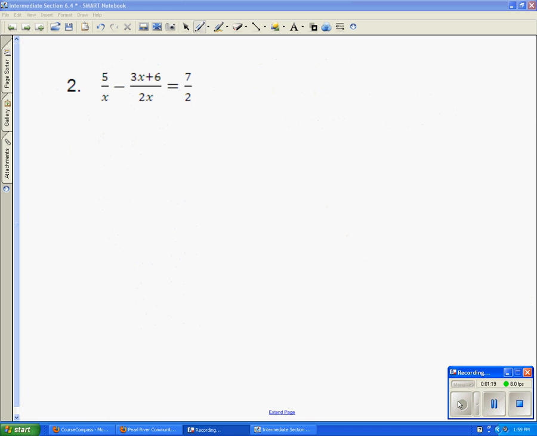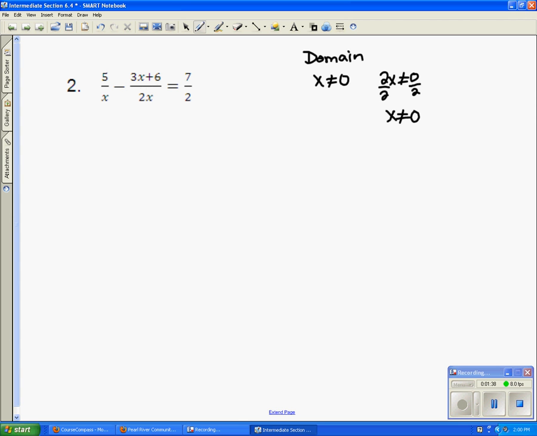And number 2, the first thing we want to work with is our domain. We have to set this not equal to 0, so our domain is going to be x cannot equal 0. And then we also want to set this one not equal to 0 and solve, so we have 2x cannot equal 0. So basically, since these are the same, our domain is just simply x cannot equal 0. Okay, so we want to keep this in mind. Next, when we find a common denominator, it's going to be 2x.